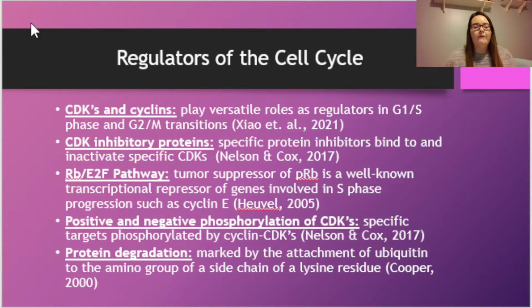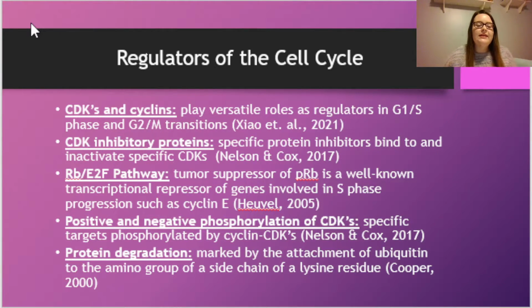Okay, next we have the RB-E2F pathway. This is a tumor suppressor, pRB. It is a well-known transcriptional repressor of genes involved in S-phase progression, specifically cyclin E. And the proteins of the pRB family exert this role through association with transcription factors in particular. Again, it's another way that the cell regulates throughout the entire cycle.